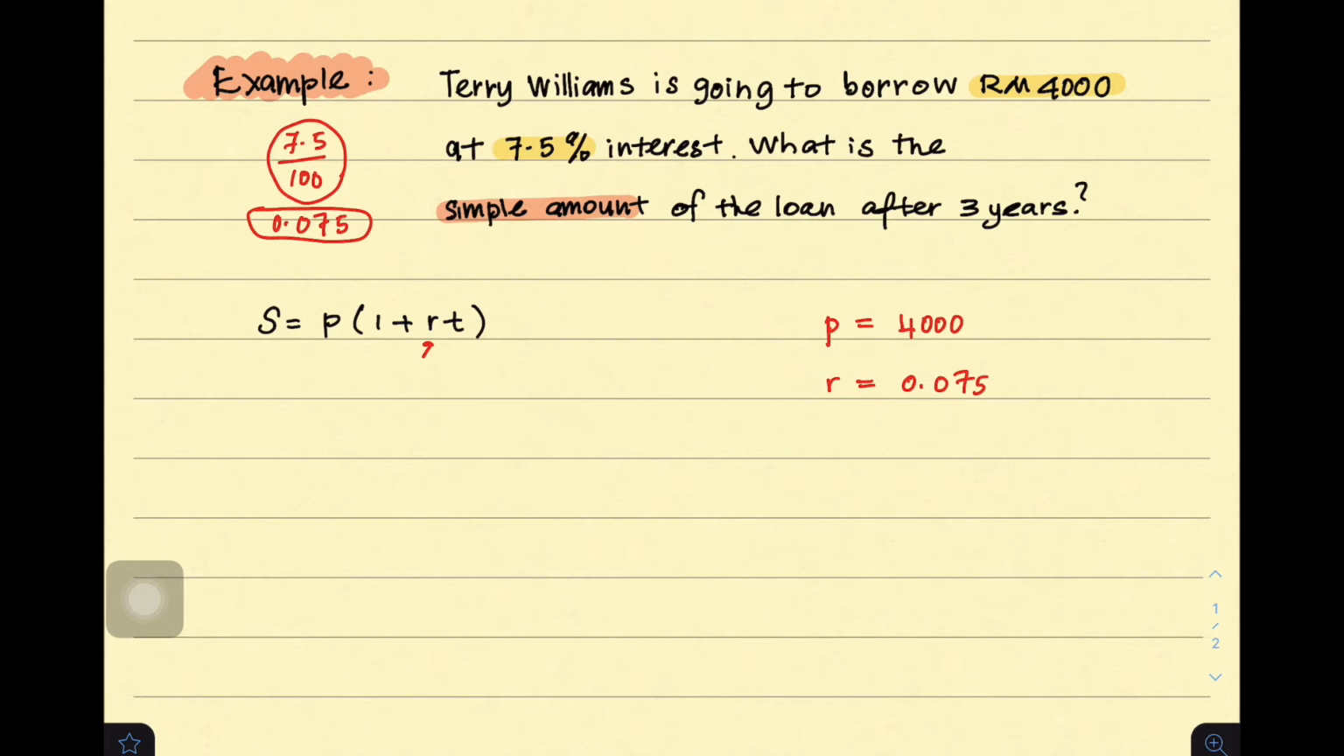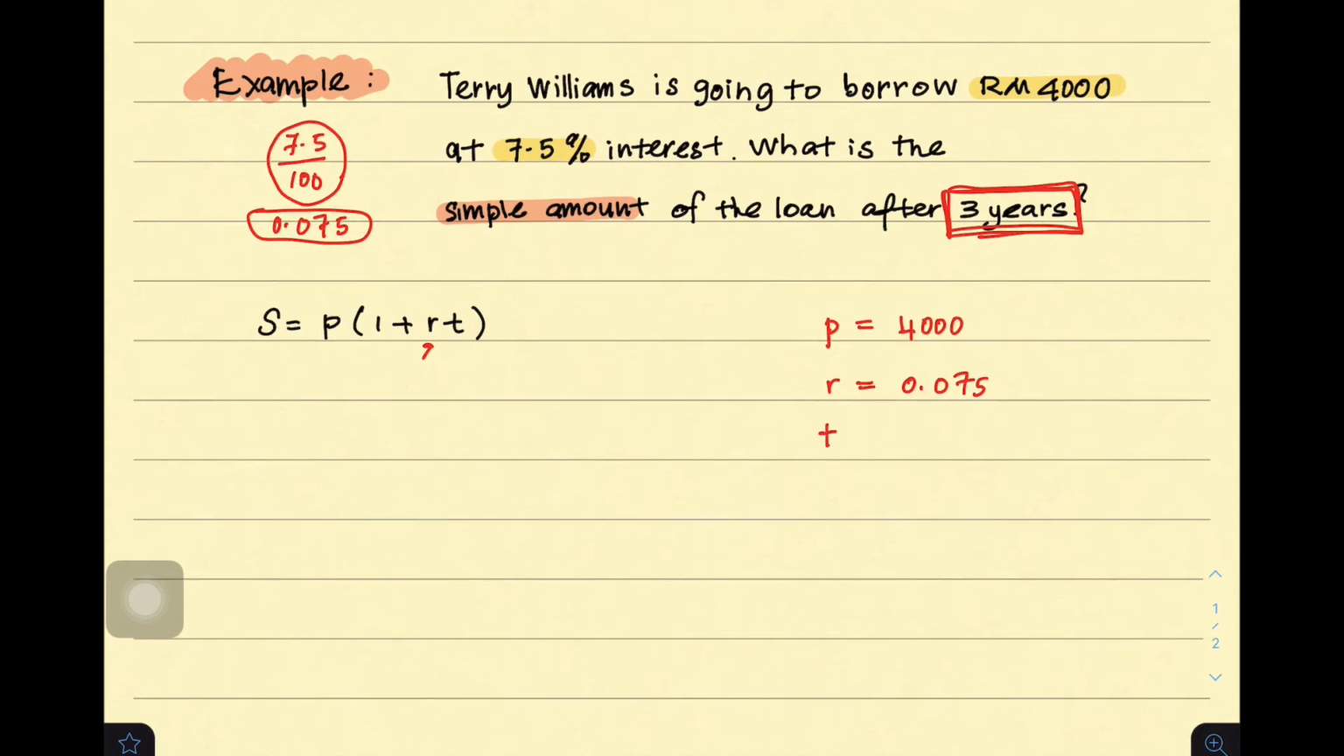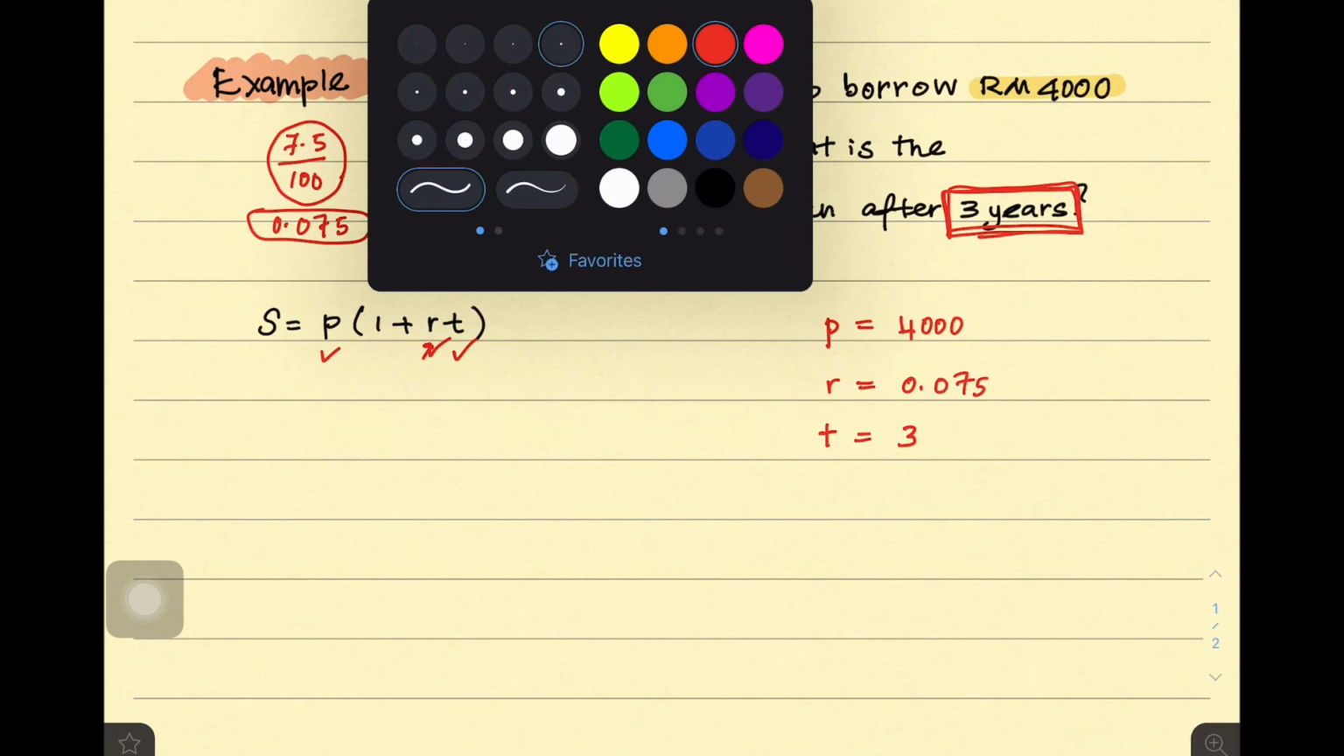Okay, and then what else you have in your question is the term, which is the loan will be for 3 years. Okay, so this one is the T, your time, and you need to remember your time must be in years. Okay, so now we have already in years, therefore your T, your time is equal to 3. Okay, so now you have your P, you have your R, and you have your T. It's easy for you to calculate what is your simple amount S.